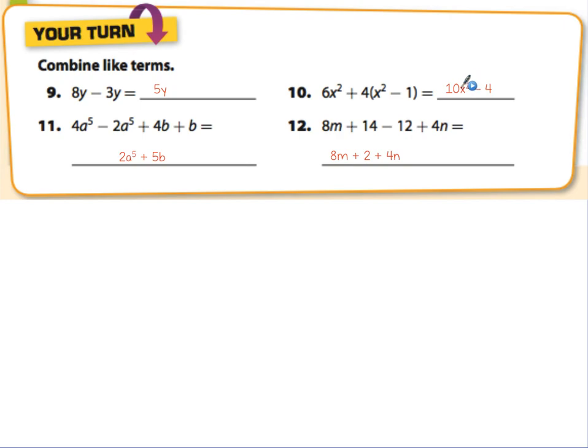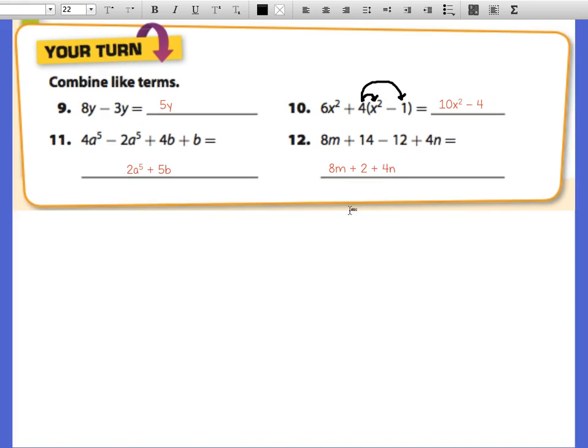Here you should have found that you got 10x squared minus 4, because you distribute the 4 to the x squared and to the 1. And so I can type this one out for you. So it would have been 6x squared plus 4x squared minus 4. Then when you combine it, you can combine 6x squared and 4x squared because they have the same variables that have the same exponents. So we would have gotten 10x squared, and then minus 4 because there's nothing to combine the 4 with.